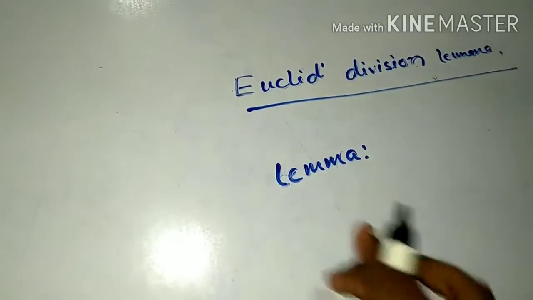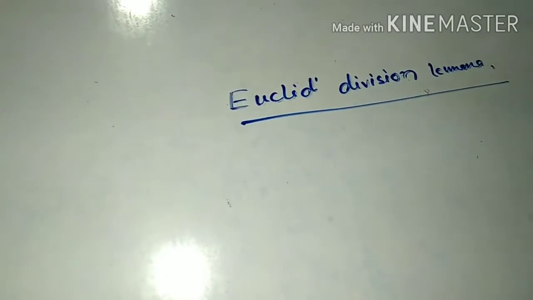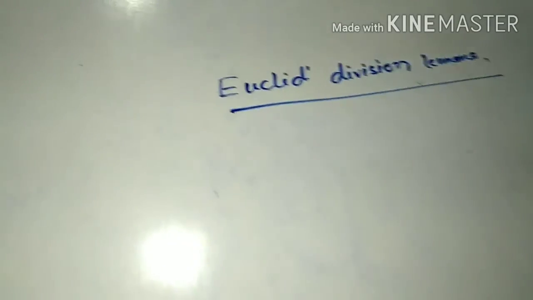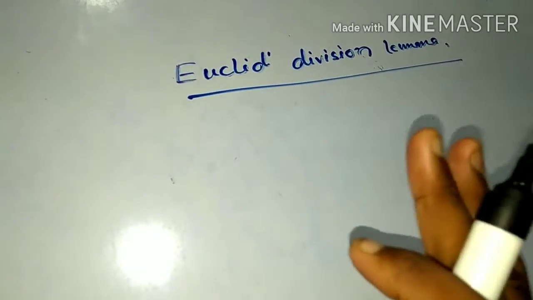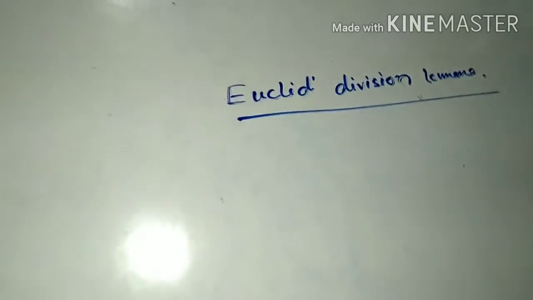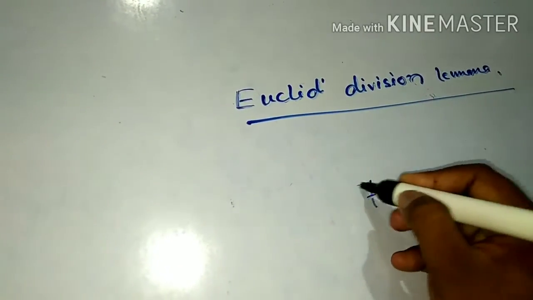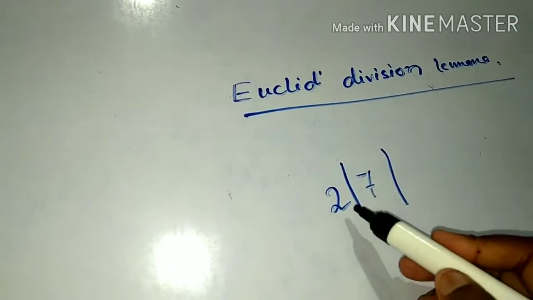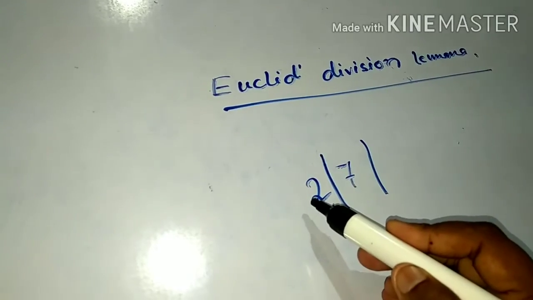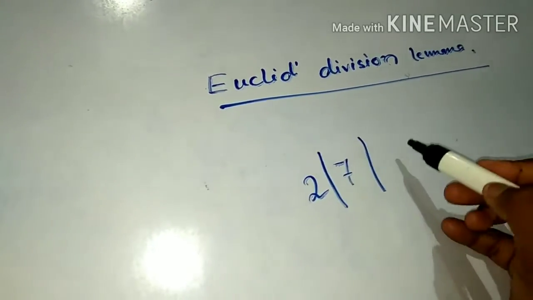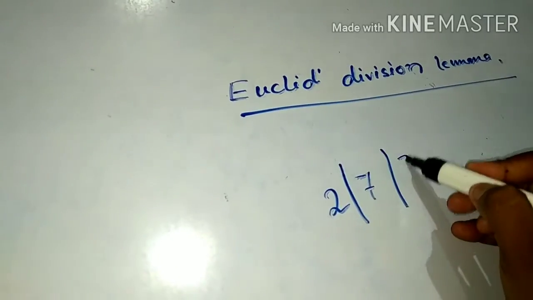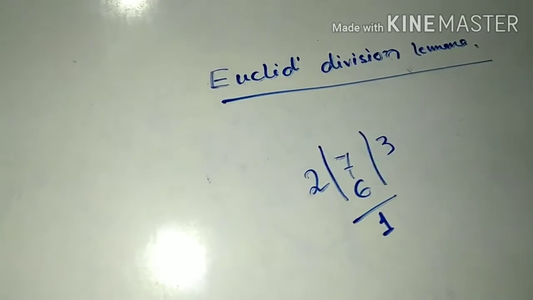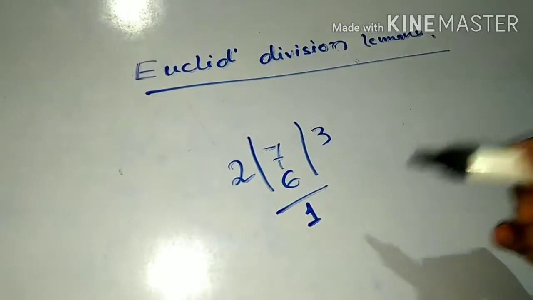Euclid has given one lemma, that is Euclid division lemma. First of all we need to know about basic concepts of division. Suppose we are dividing 7 by 2, then what will be our quotient? 2 3s are 6 and the remainder is 1. Clear?